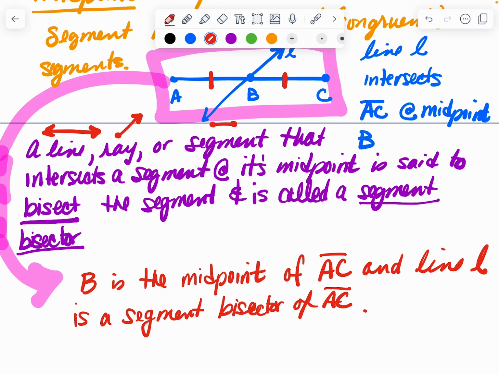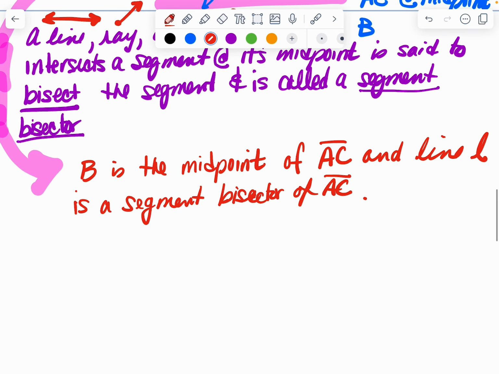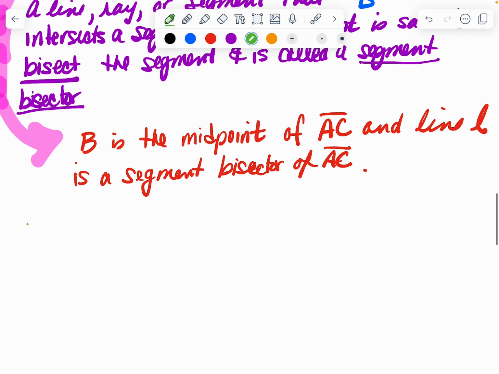So it's all about the vocabulary and making sure that we can keep that straight. So midpoint, line, ray, segment, bisector, bisect, those all have definitions that we just need to keep in mind as they're part of a problem. So let's look at another example.